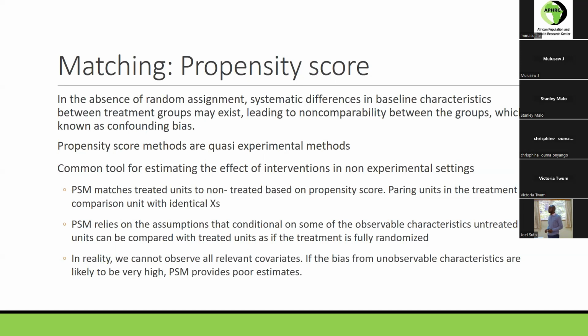Propensity score matching matches treated with non-treated units based on the propensity score. We compute the propensity score from a set of baseline characteristics, and we pair those households or individuals who receive the treatment with the comparison group based on the propensity score. Propensity score also relies on the assumption that an untreated unit can be compared with a treated unit, based on some of the observable characteristics, as if the treatment were fully randomized. In reality, we cannot really observe all these baseline characteristics.